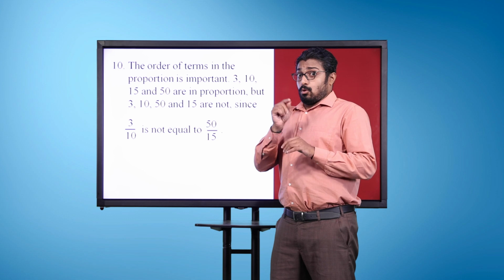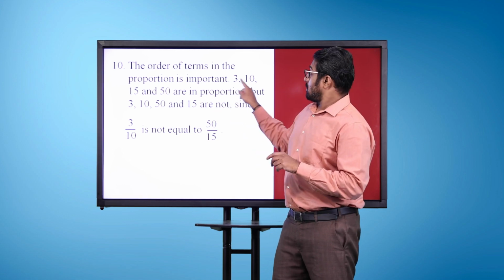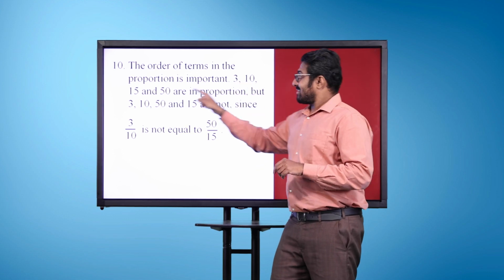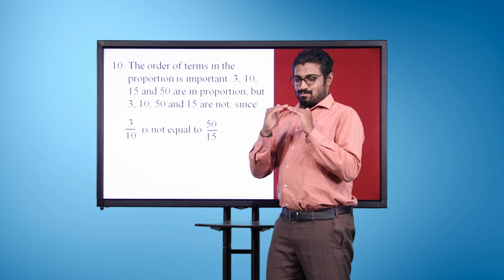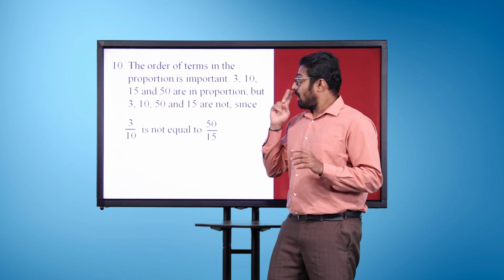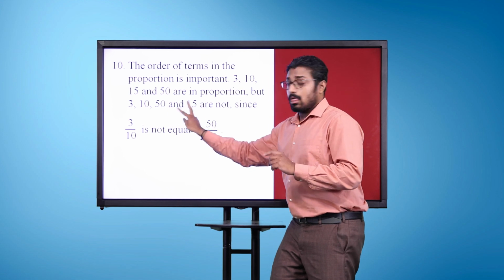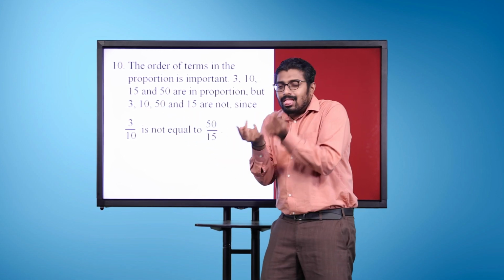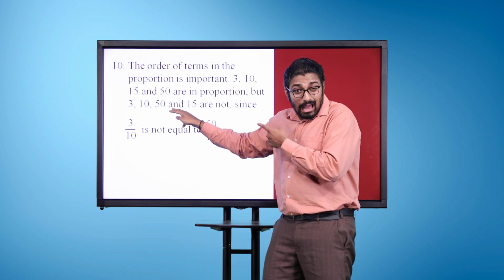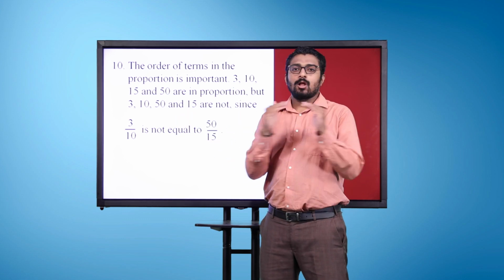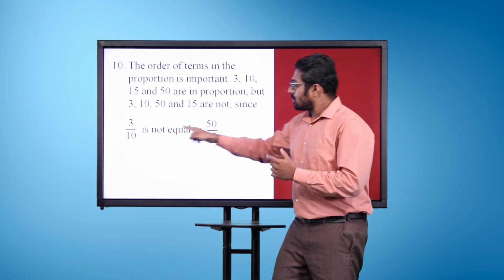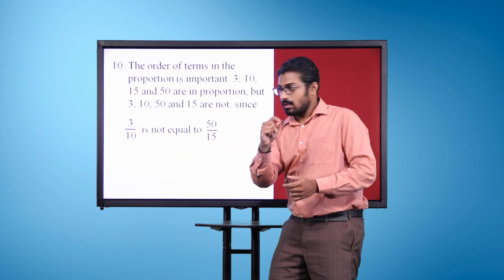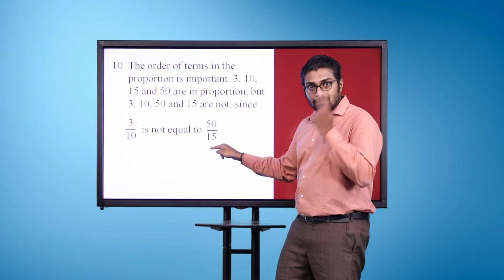10. The order of terms in the proportion is important. 3, 10, 15 and 50 are in proportion, but 3, 10, 50 and 15 are not. Since 3 by 10 is not equal to 50 by 15.